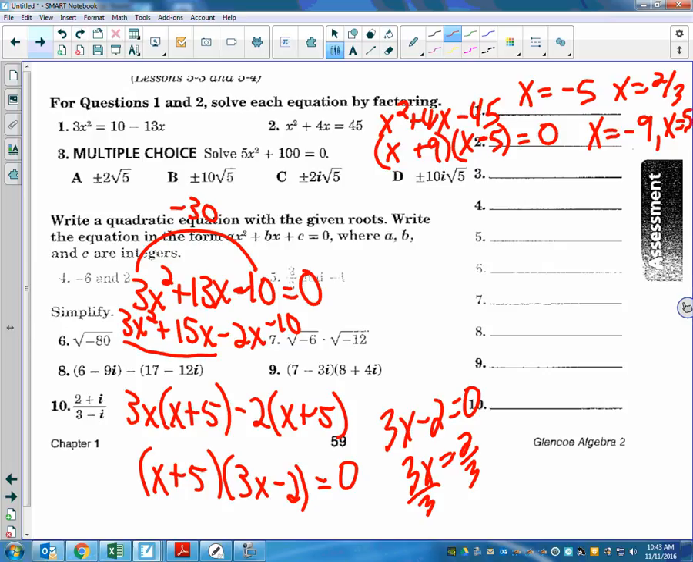Imaginary number stuff is also thrown in here, so that's what number 3 is. Remember that simplify your square roots if you can. The negative gives you imaginary. Don't forget the plus or minus. So on this one, if you subtract 100 and divide by 5, you get x squared equals negative 20.